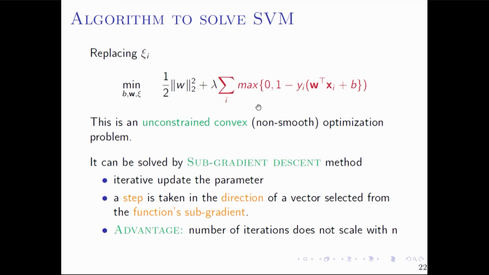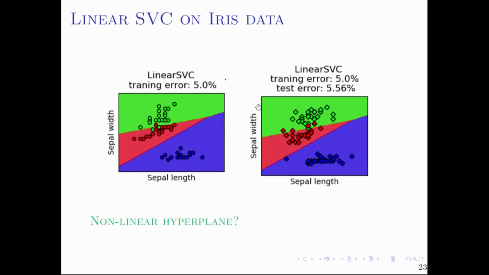Here also, this does not depend on the number of data points. So this algorithm is not in order of n. It does not depend on the data points. Here is the linear support vector machine we have learned on this same data set, and we got this kind of result.